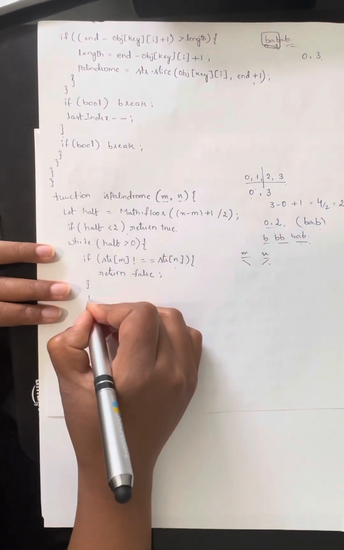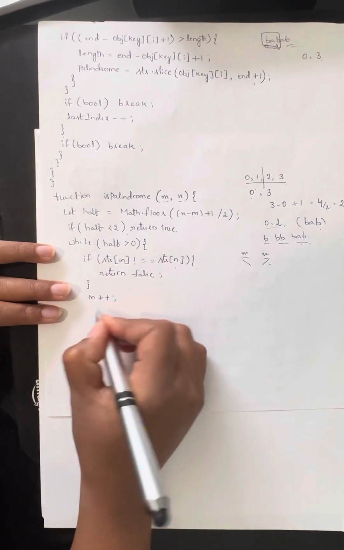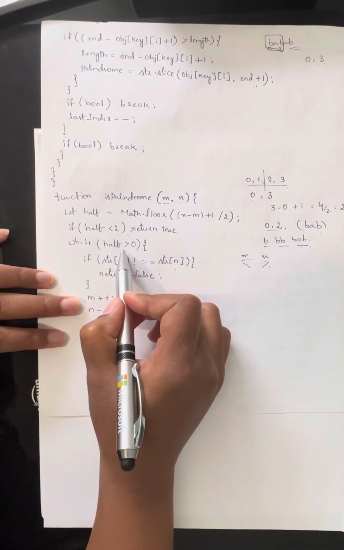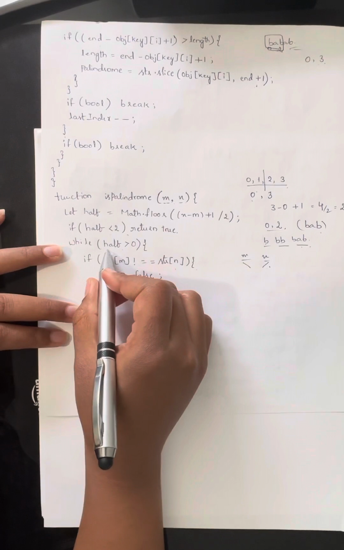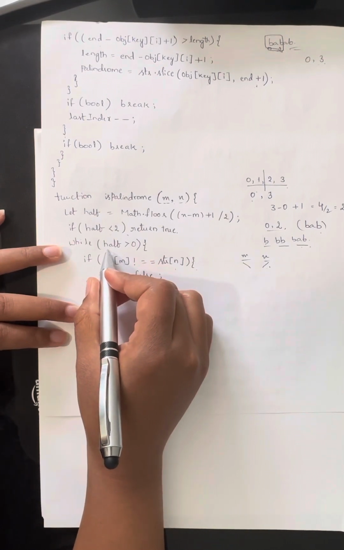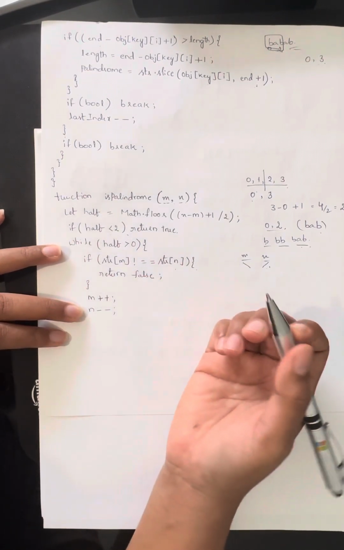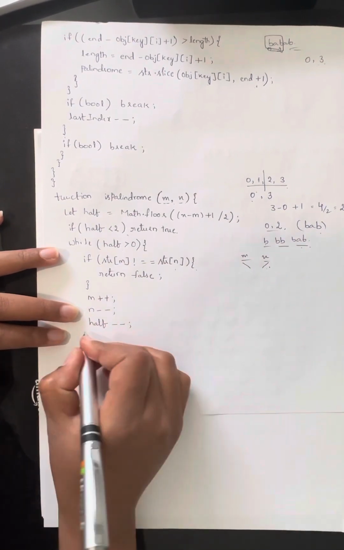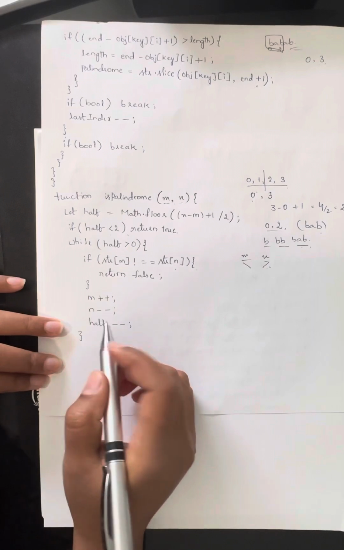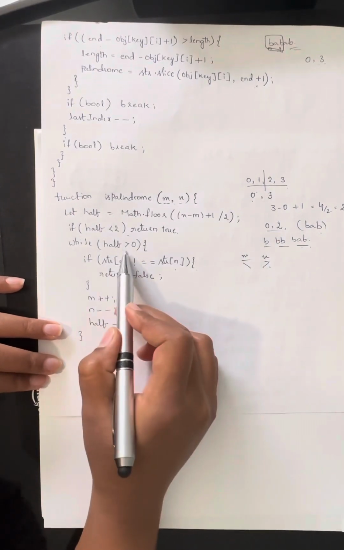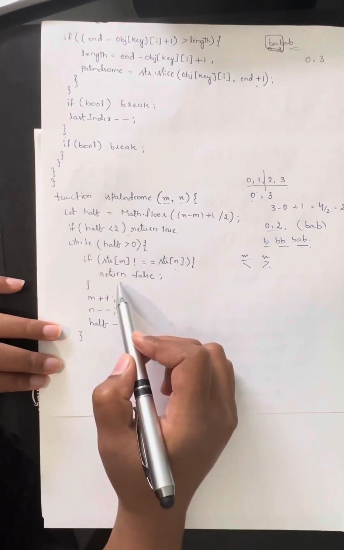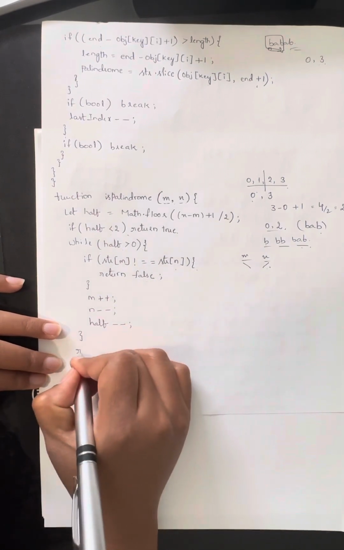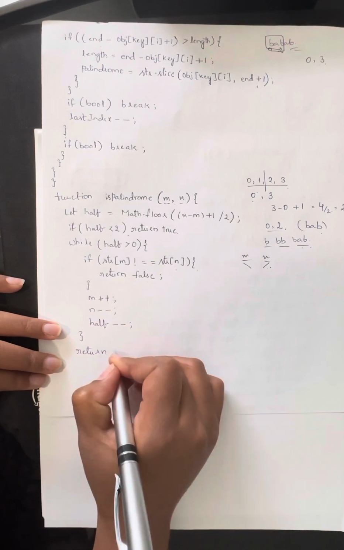If it is equal, then I am going to increment m and decrement n. And we have this while loop here, so we need to change the half to have the termination condition. So I'll be decrementing the half. And once this condition is false and we did not get any false here, then we need to return true.